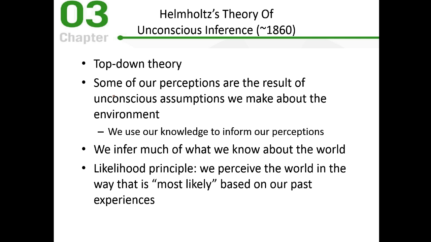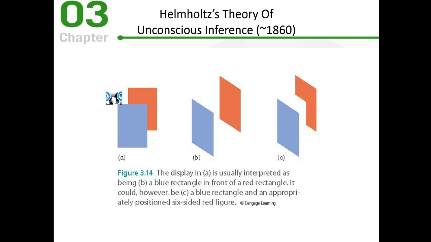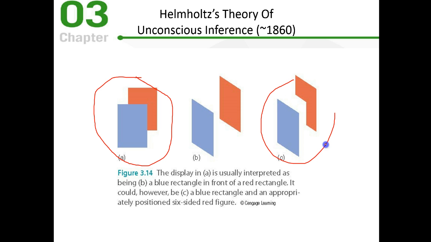He talked about the likelihood principle. We perceive the world in the way that is most likely based on our past experiences. So, for example, in this image, right? If this is an image that may appear on our retina, why do we think that this pattern on the retina was created by overlapping rectangles, which is what we perceive in A? But in fact, it could be a blue rectangle in front of a red rectangle, or it could be this kind of odd object here. Why do we perceive this as an image that's created by overlapping rectangles? Because of the likelihood principle.